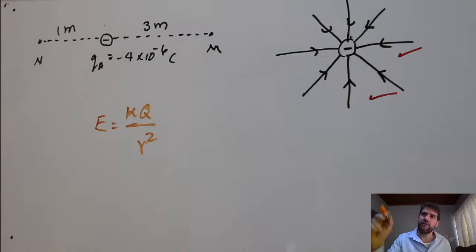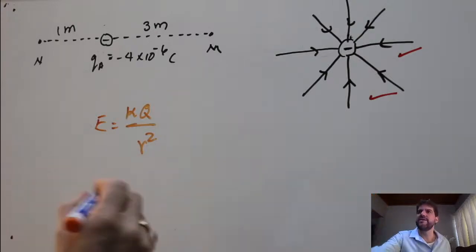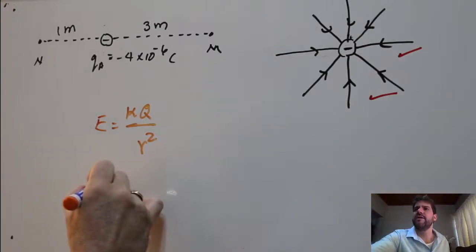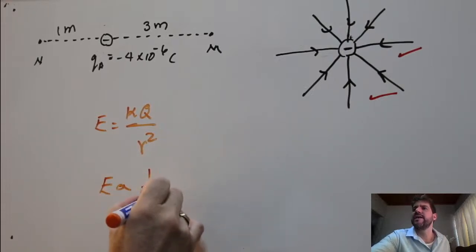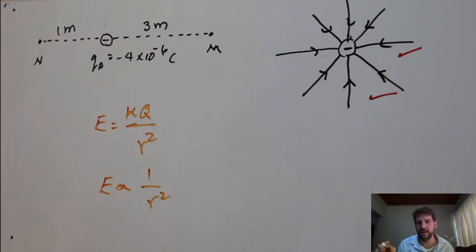From here, what you can see is that the electric field is inversely proportional to the square of the distance. It means the one that is closer to the charge will experience a greater electric field. The one that is further apart will experience a smaller electric field.